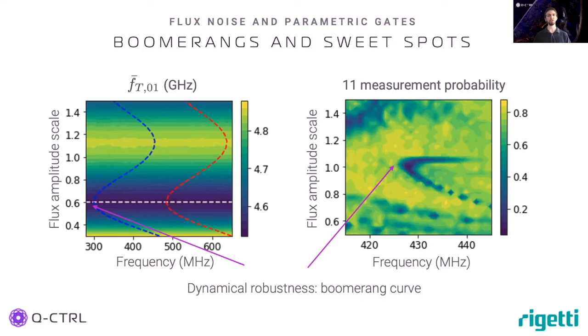Here, the flux frequency and amplitudes corresponding to CZ gate resonance conditions are marked in red and blue dashed lines for two different transitions. The dynamical sweet spots are at the turning points of the resonance condition curves. This can also be observed in experiment. The right-hand figure shows half a CZ gate where population has been transferred out of the 1-1 state when the resonance conditions are met. For flux noise robustness, we look at the turning point or the curve of the boomerang to find the sweet spot.